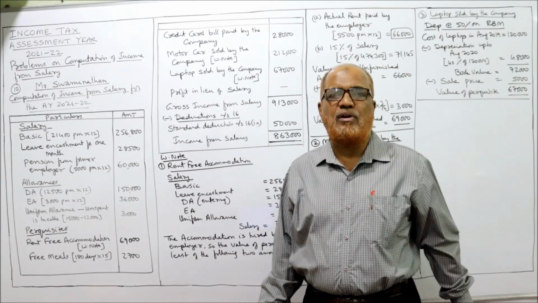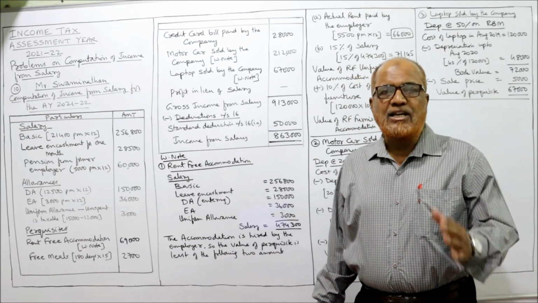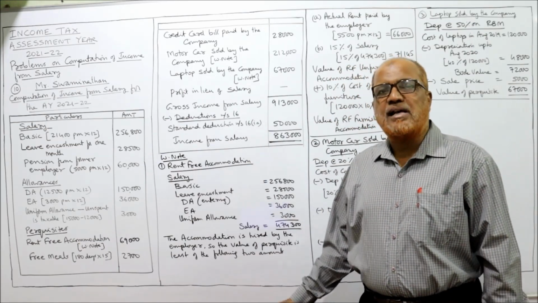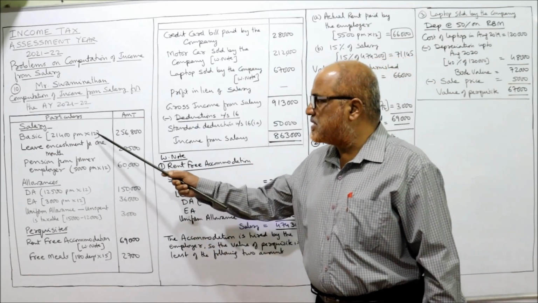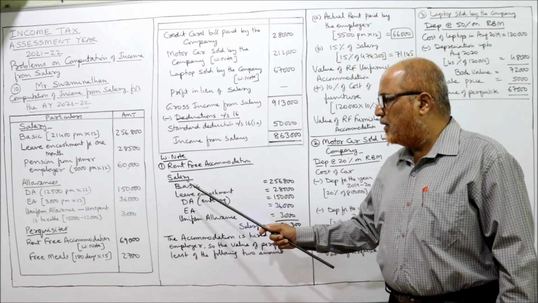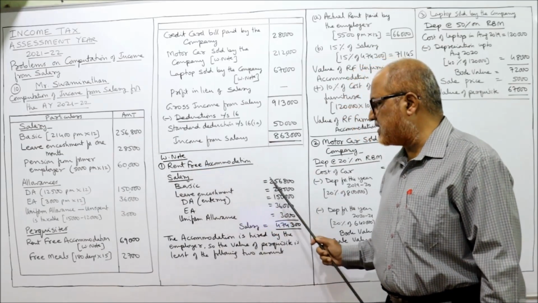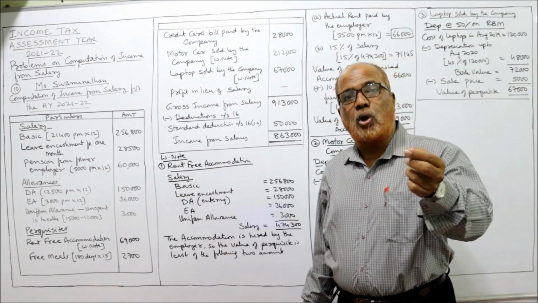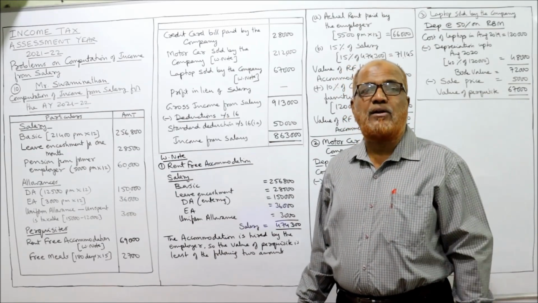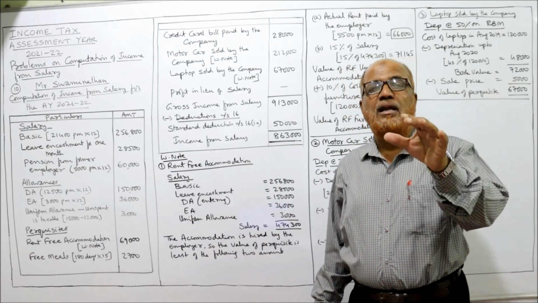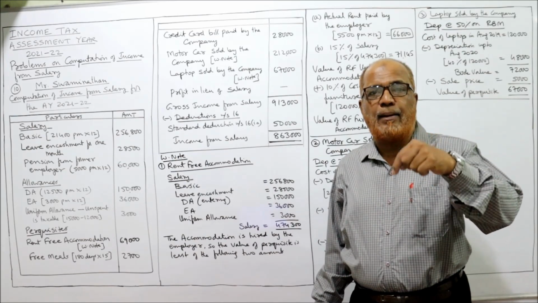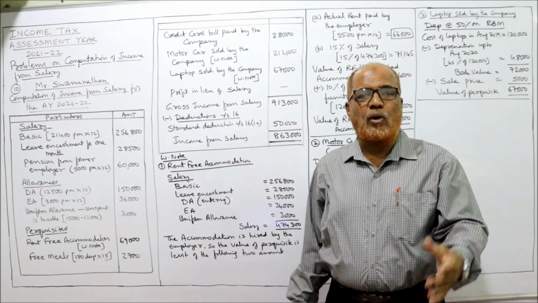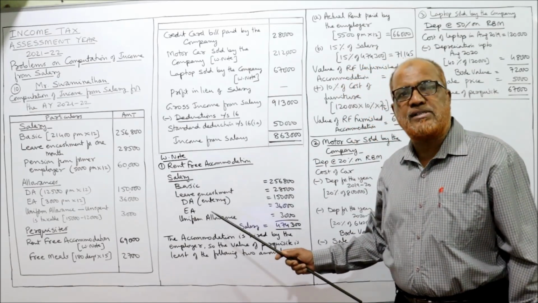Already in previous problems we have applied this one. Actual rent paid by the employer or 15% of salary. Now salary here means basic. First of all, we'll calculate salary. Basic salary 2,56,800. Leave encashment should also be considered as a part of salary because it's a monetary amount given by the employer to the employee. That is also part of salary.